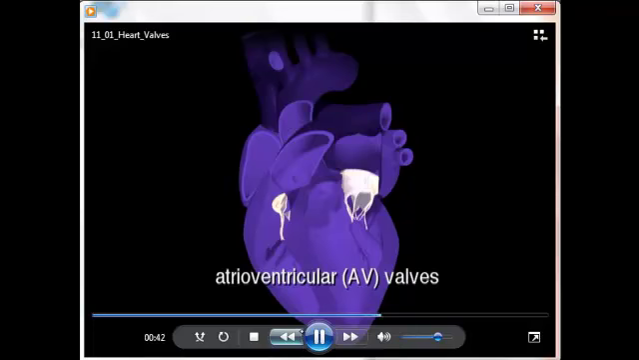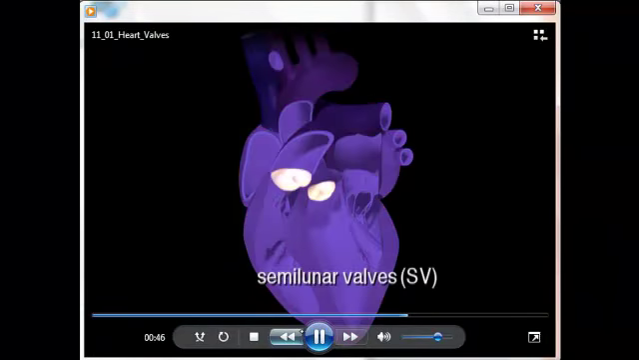We also have some valves between the ventricles and the vessels that are leaving the heart, and we call these the semilunar valves. So there's two semilunar valves. There's one semilunar valve between the right ventricle and the pulmonary artery, which is going to the lungs, and then we have one semilunar valve, or SV valve, between the left ventricle and the aorta, which is then going to the body.